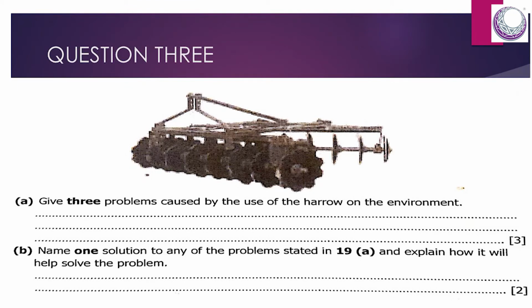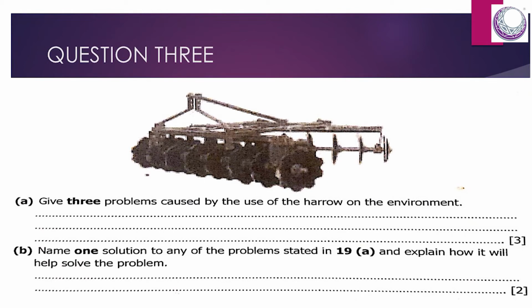That is question number 3. Item A says, give 3 problems caused by the use of the harrow on the environment. In this case, they've already named the implement for us. The implement is the harrow. A harrow may destroy animal habitats underground when it is being used. 2, it can compact the soil as it is pulled by a tractor. 3, when used on dry soil, a harrow can cause air pollution.